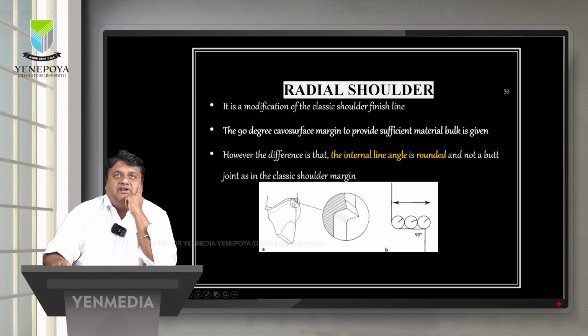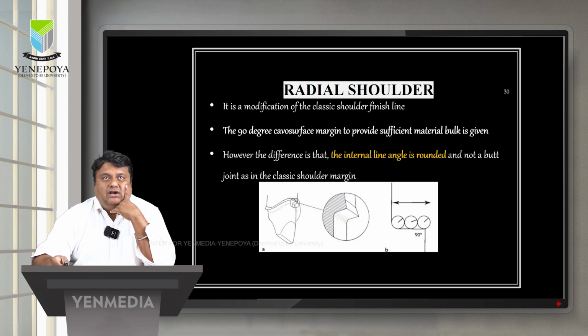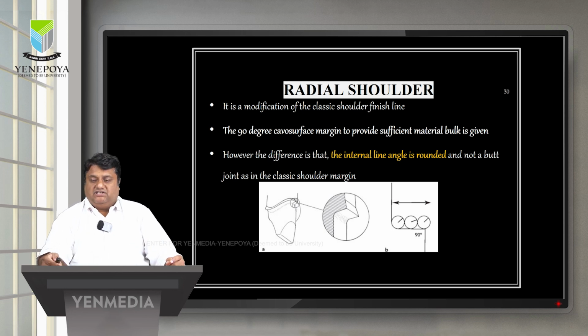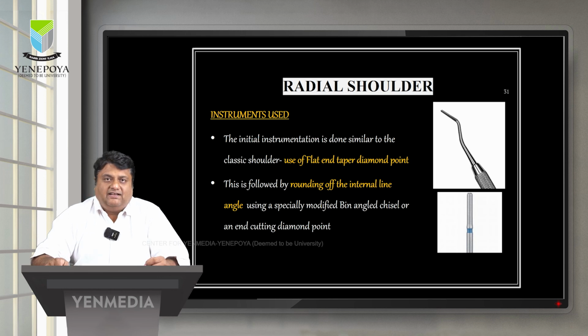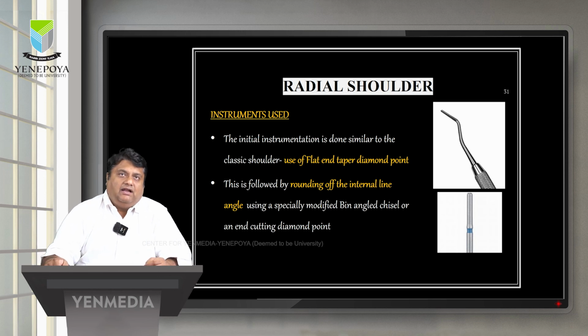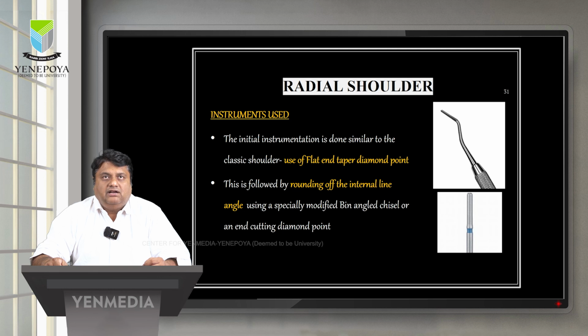So because you have an internal line angle that is rounded, it improves the structural integrity of your restoration, the stability of your restoration. The instruments used are similar to a classic shoulder, that's the use of a flat and tapered diamond. And how do you round off the internal line angle? You can use a modified bin angle chisel or you can use an end cutting diamond point.